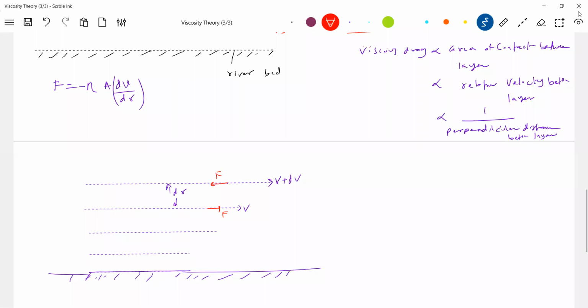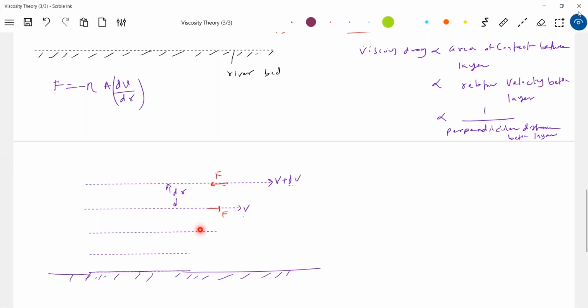See, the force exerted by this layer on this one. So what is V plus dV? This layer has more speed than this one. And what is dr? It is the perpendicular distance measured between layers, because I had to show that dr will be in this direction.